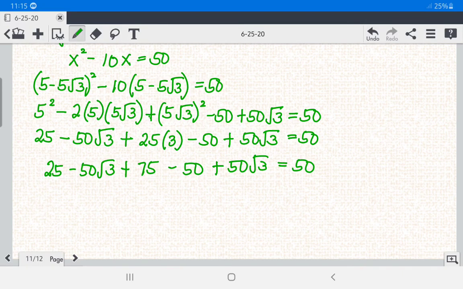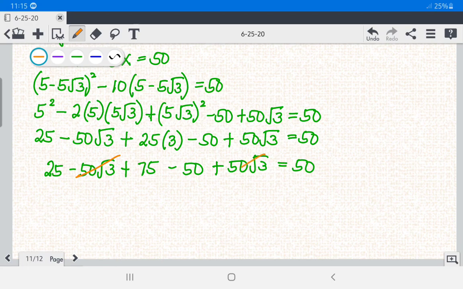Then, let us now combine similar terms. So, the similar terms here are the whole numbers, right? We have 25, 75, 50, negative 50. Then, we also have negative 50 square root of 3 and then 50 square root of 3. They are similar terms. So, since that one is negative and then the other one is positive, we can now cancel that.